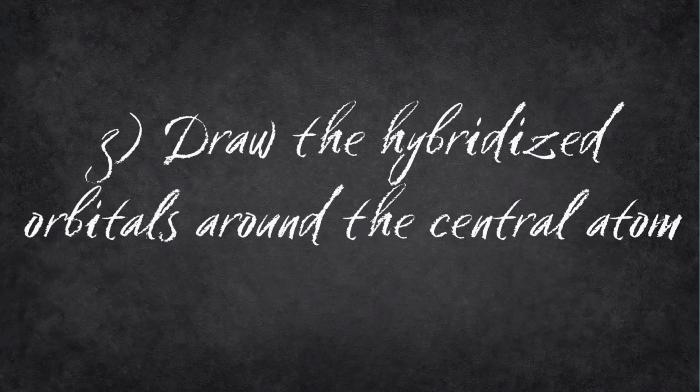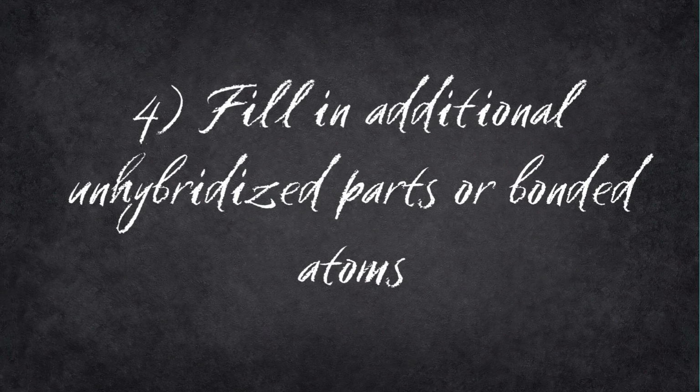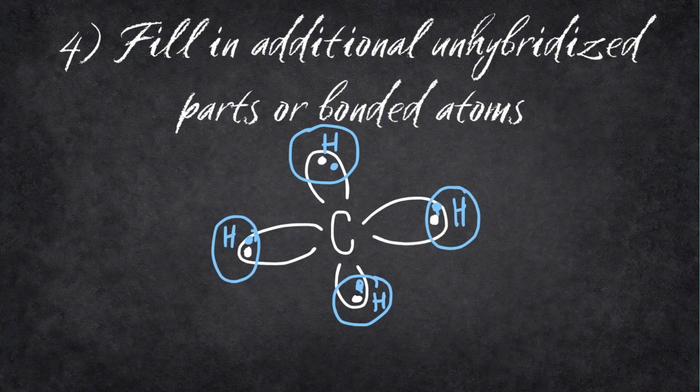The third step is to draw your hybridized orbitals around your central atom, including those electrons. Finally, once you've drawn in your hybridized part, you can go ahead and draw in your unhybridized parts, along with any atoms or extra electrons attached to that central atom. So this would include, for example, your hydrogens.